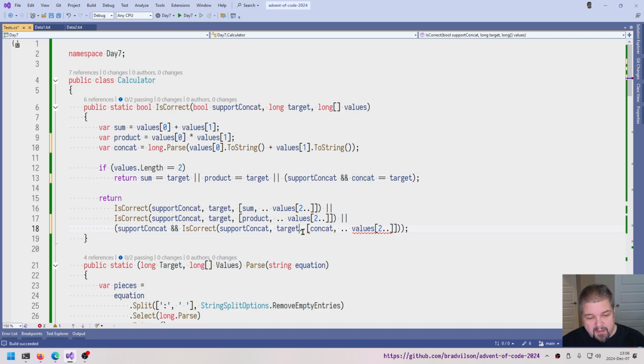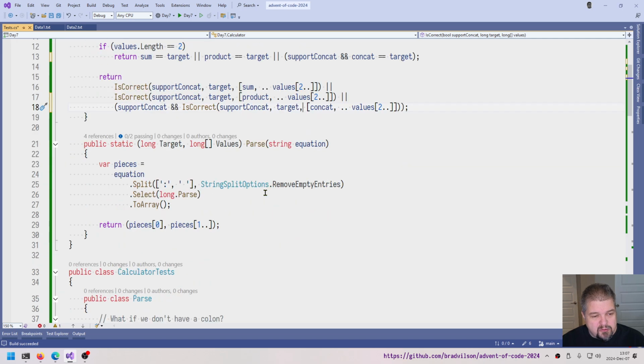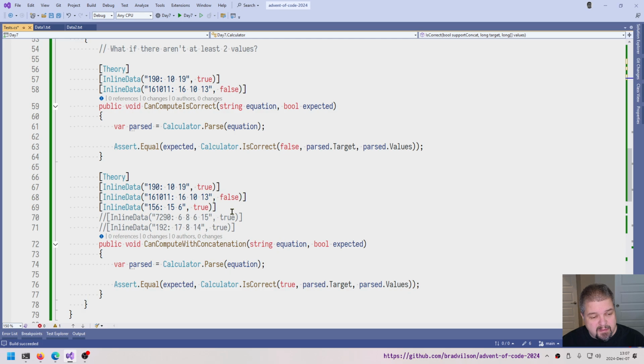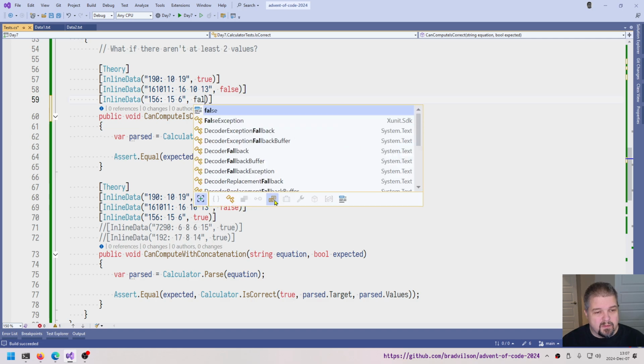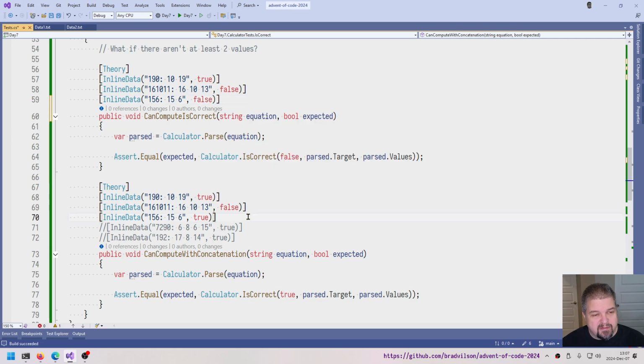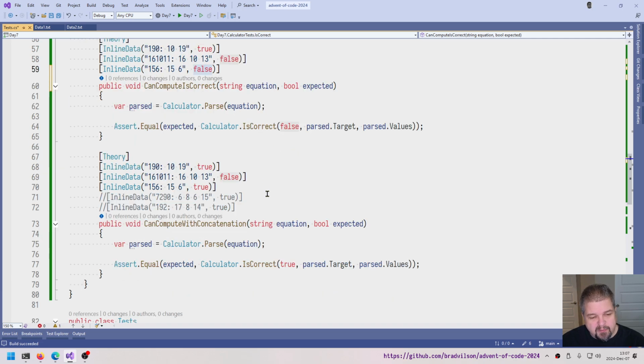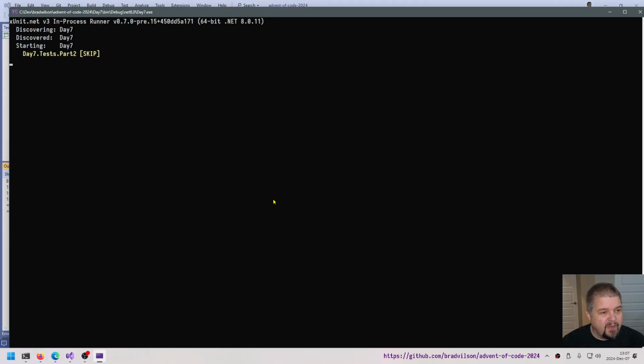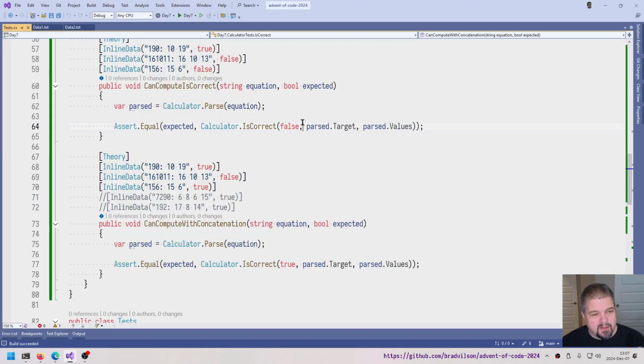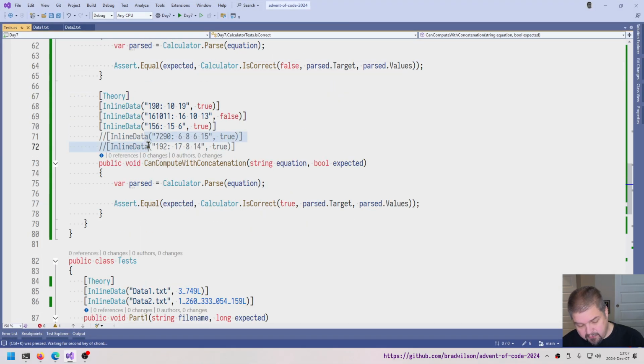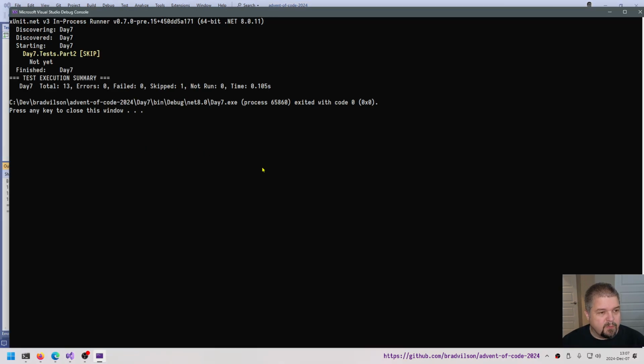And the way that we can make this show up as being a value that we're testing here, right, is we can now test this value to be false. So here, where the concatenation is false, we know that that should be false. And here, where concatenation is true, we know that that should be true. Okay, so let's go ahead and run that. So those tests are now working.